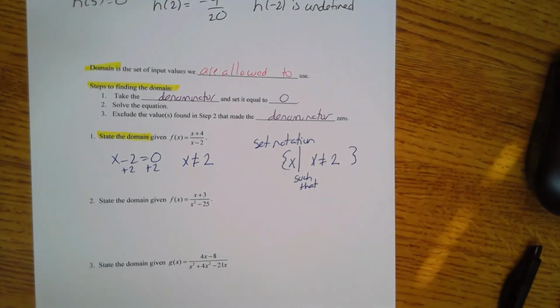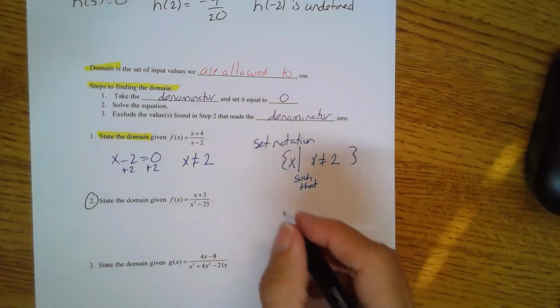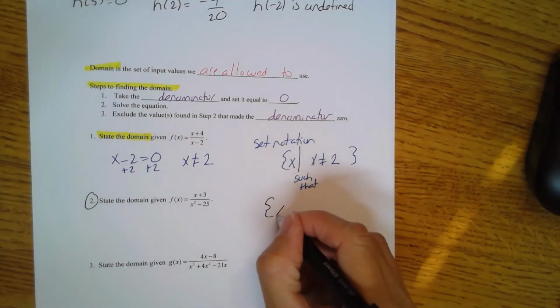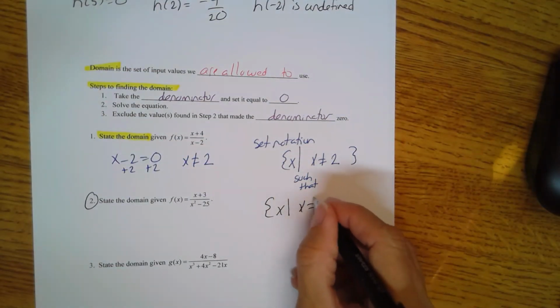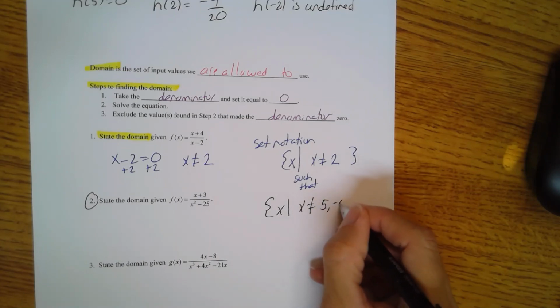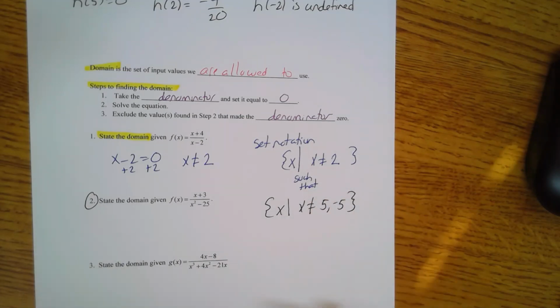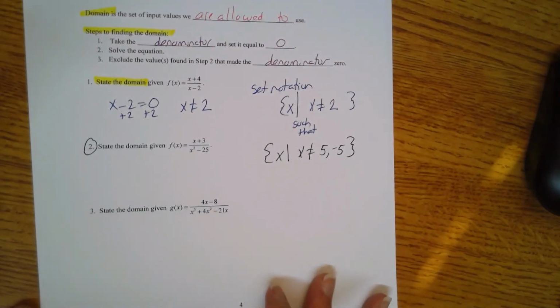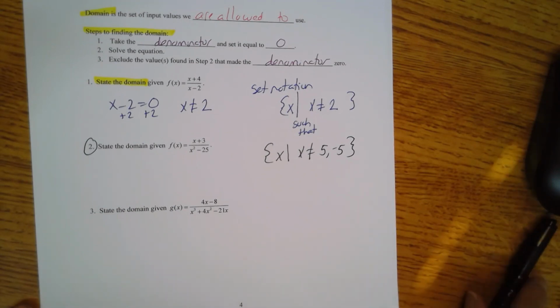So number 2, I'm going to let you do that one. And I'm going to tell you what the domain is. It's the set of all x's such that x cannot equal 5 or negative 5. There are 2 values that you can't use there. So we're going to do number 3 together.